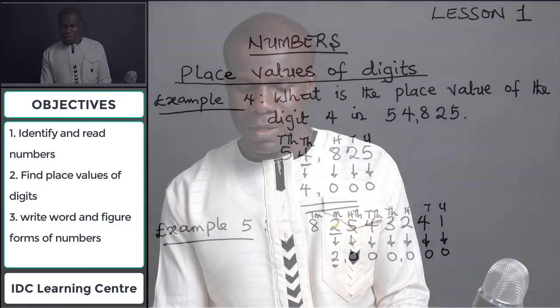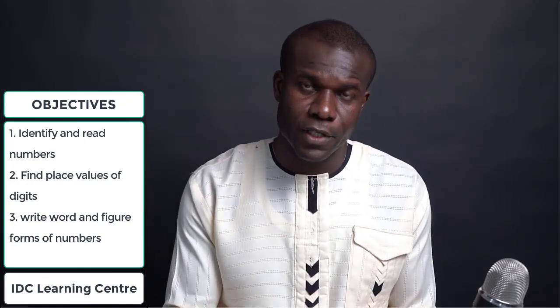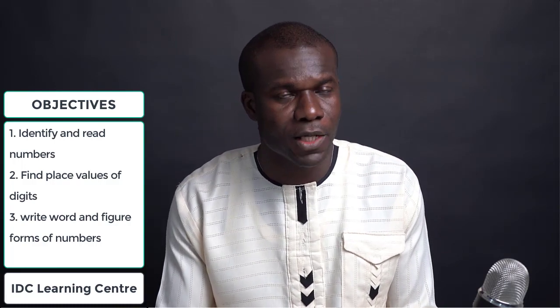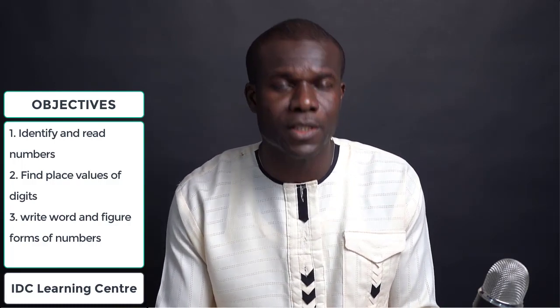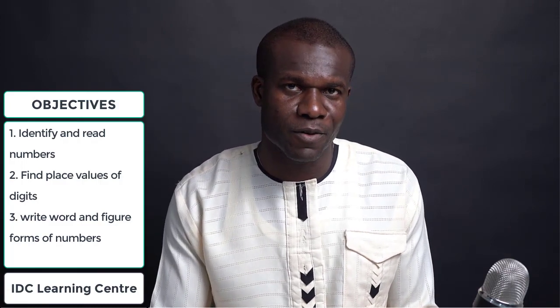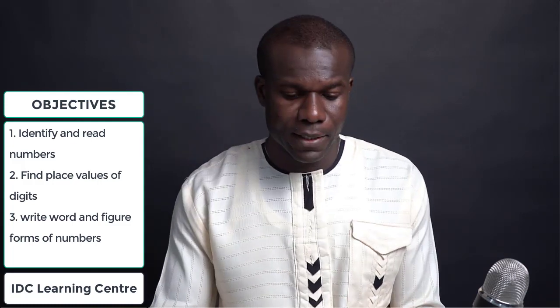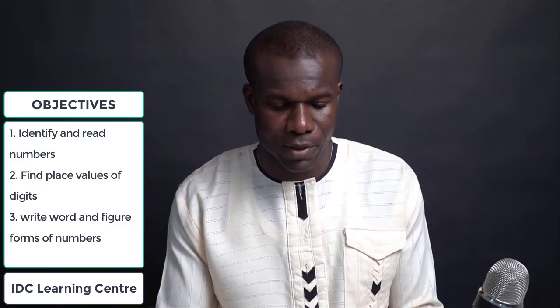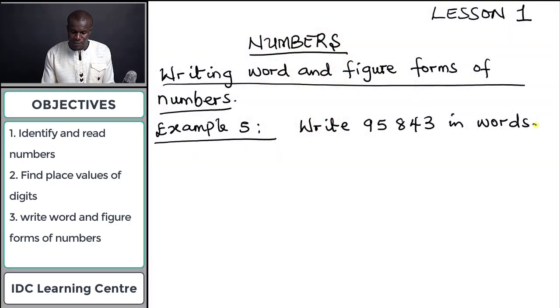All right. Now that you've learned how to read numbers, you've learned how to solve problems that have to do with place values of digits, we are going to quickly look at how to write word and figure forms of number, and that will be it for today's lesson. So like I said, we'll be looking at how to write word and figure forms of number. Let's look at example 5.